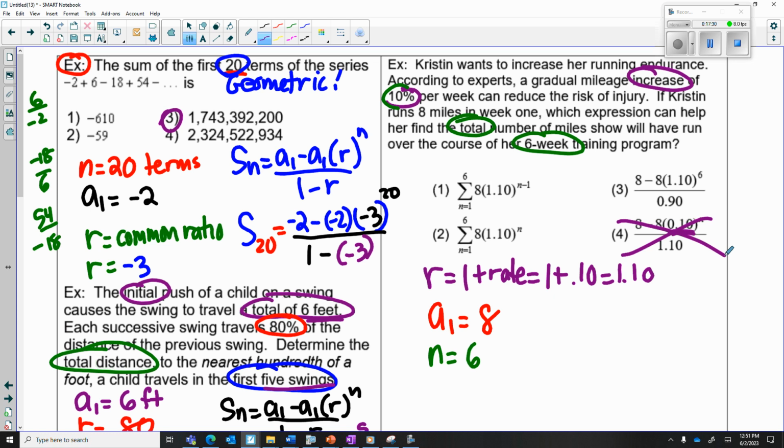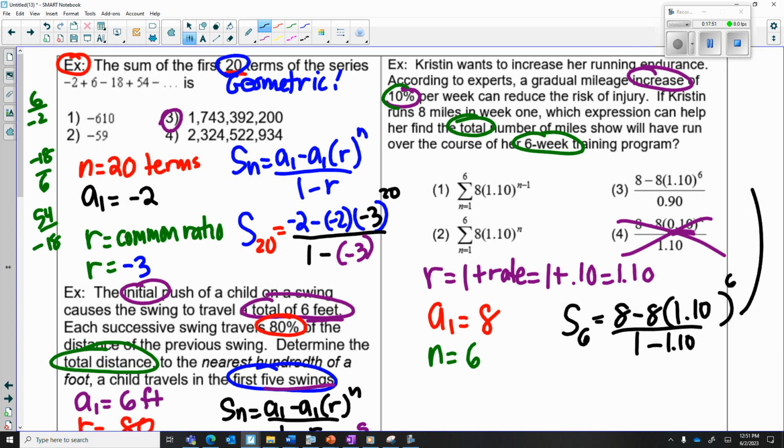So let's first start with this s sub n formula and see if we get the answer. s sub n would be s sub 6, 8 minus 8 times common ratio 1.10 to the n, 6, over 1 minus r, which is 1 minus 1.10. I'm hoping that you're realizing that that is actually not choice 3 because choice 3's denominator is 0.90, which is not 1 minus 1.10. So it's not going to be the s sub n formula. In fact, it's going to be one of these sigma notations. So take a look and see if you could decide between the two, A or B, 1 or 2.